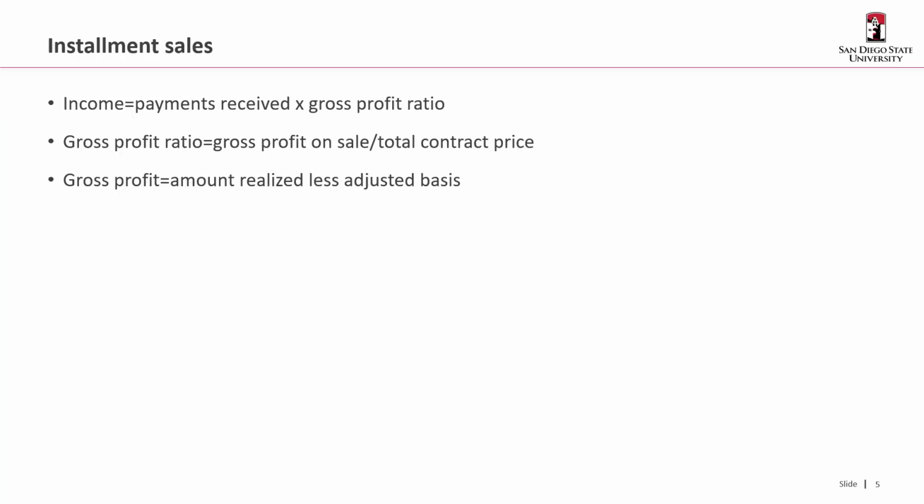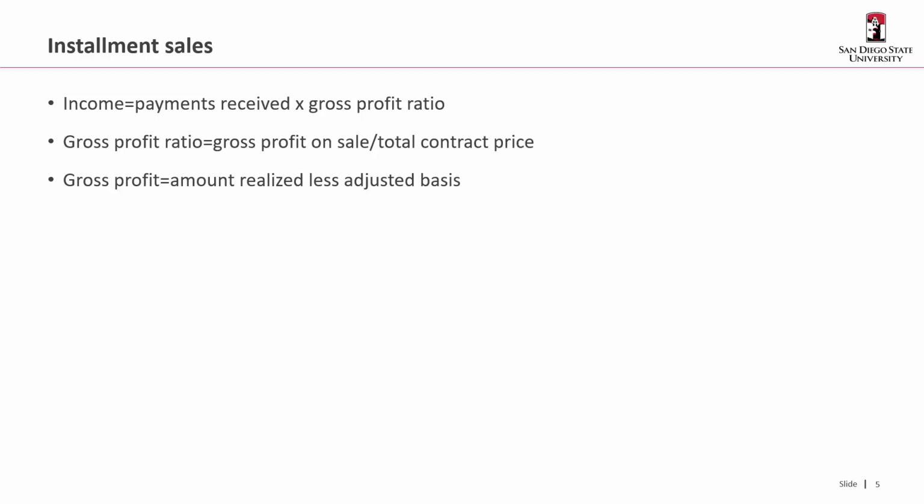What did you get paid this year? So it's really all about the gross profit ratio. And the gross profit ratio represents the gross profit on the sale. So think of that as the gain on the sale divided by the total contract price. And think of the total contract price as being the amount that you are going to receive as a taxpayer.